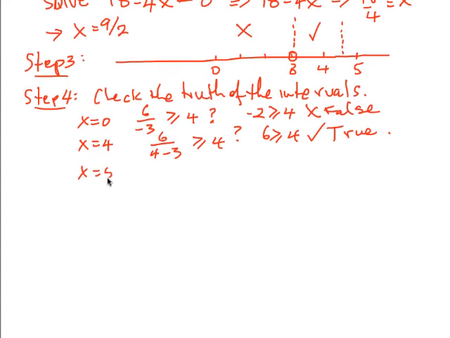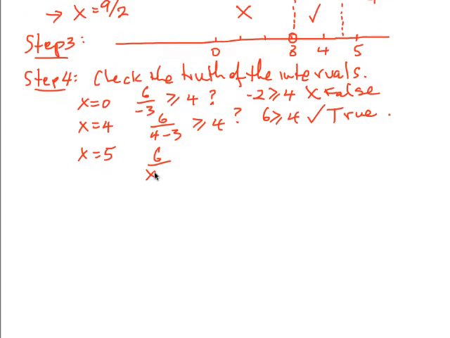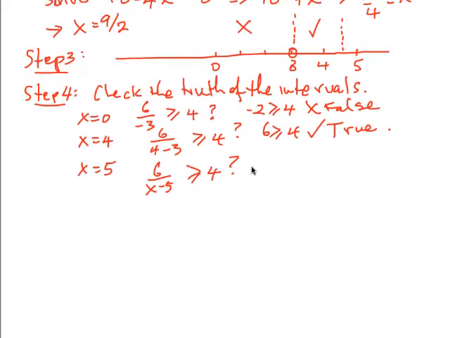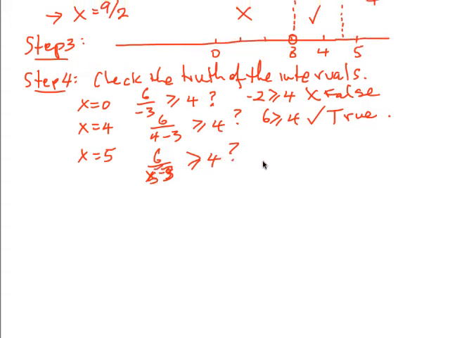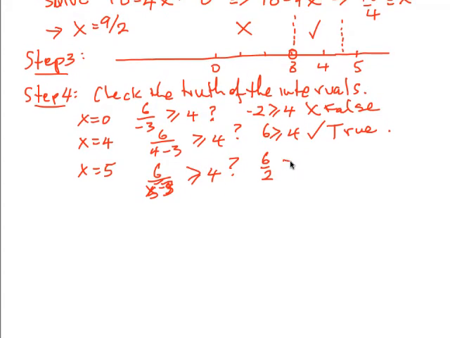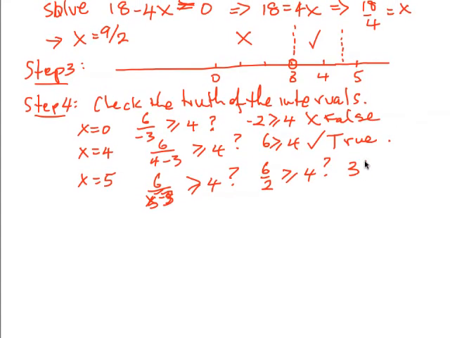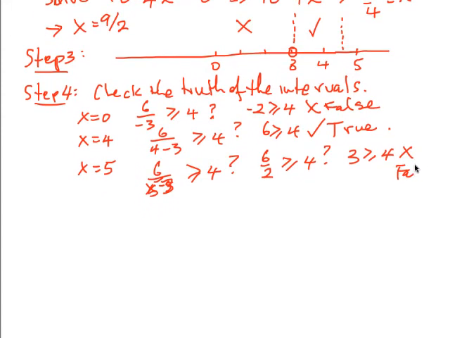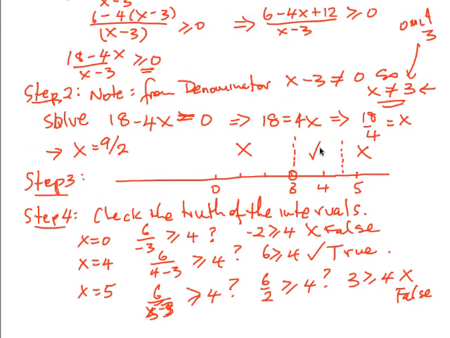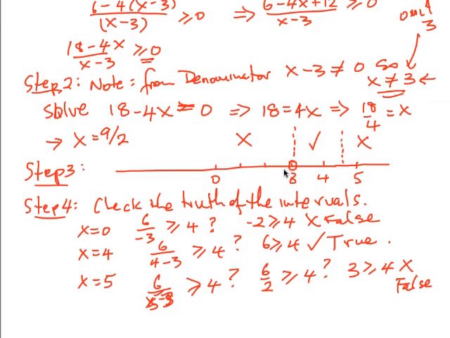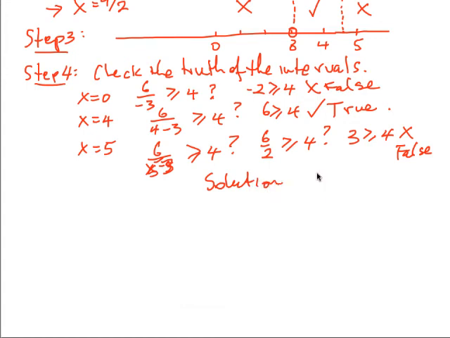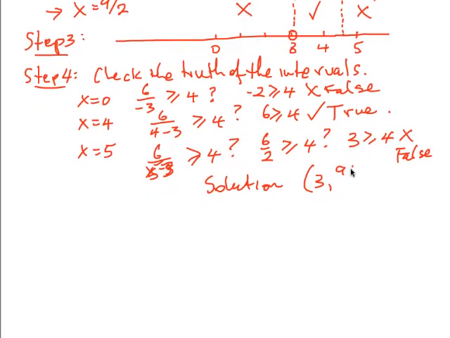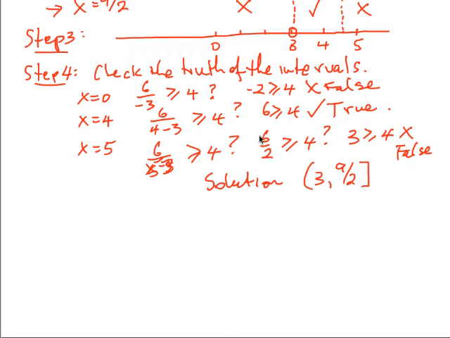What if I use x equals 5? Then I'd have 6 on 5 take 3. Is this greater than or equal to 4? I'd have 6 on 2, which is 3. Is 3 greater than or equal to 4? No, this is not true. This is false, so that one's not in. So here's our interval. Now notice we can't have 3, but we can have 4.5. So our solution is: we can't have 3, so we use a curved parenthesis, and we can have 9 on 2 or 4.5. So that would be our solution.